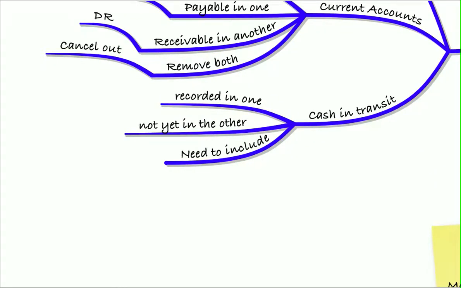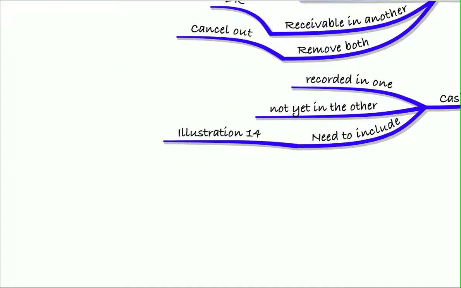So you want to think of your current accounts as being removed. So we need to remove current accounts, subtract them out, and we need to add back in any cash in transit. So subtract current accounts, add back cash in transit. And we did that in illustration 14.